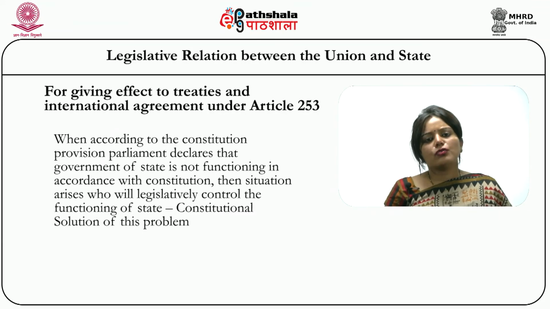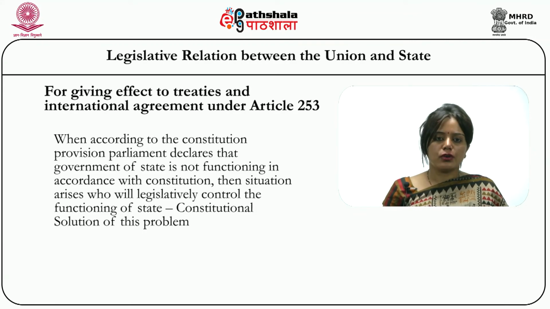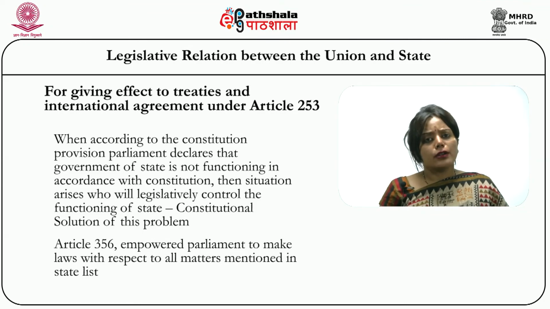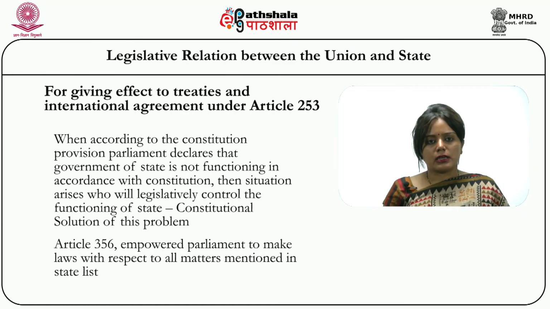Constitution. Then the situation arises of who will legislate and control the functioning of the state. This question is answered by Article 356. It is the constitutional solution of this problem. And you know that Article 356 empowers Parliament to make laws with respect to all matters mentioned in the state list.